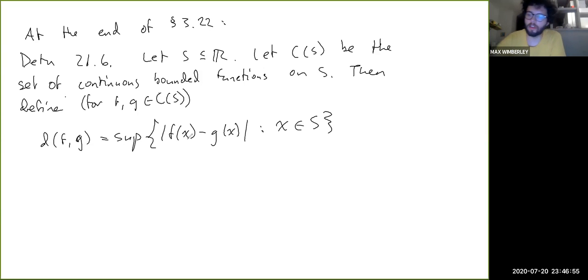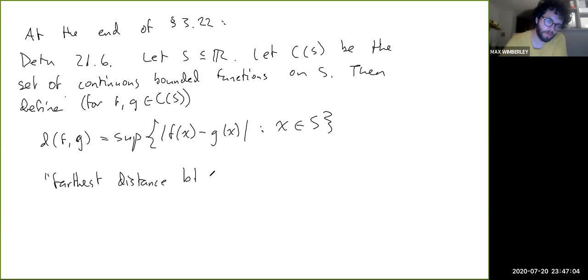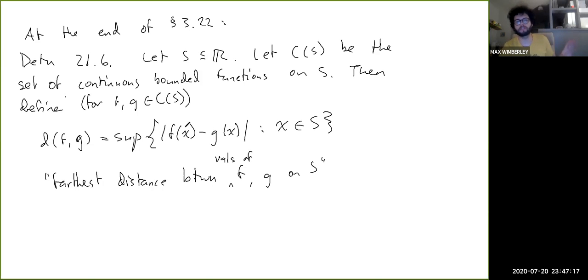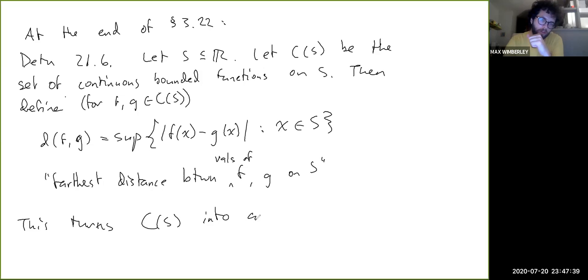Okay, so the idea is it's like the farthest distance between values of F and G on S, right? So there might be places in S where F is close to G in value, and then there are other places where F is farther from G in value. And whatever the supremum of all of these differences in value is, that's the distance between F and G as two functions, okay? So this turns C of S into a metric space.